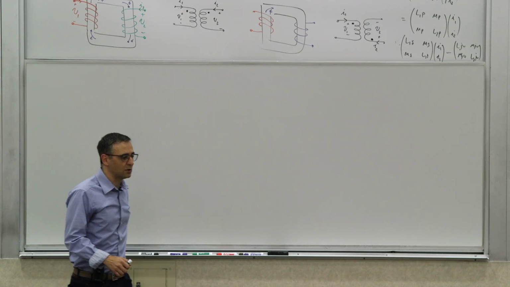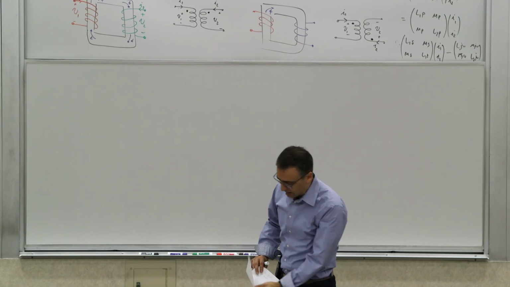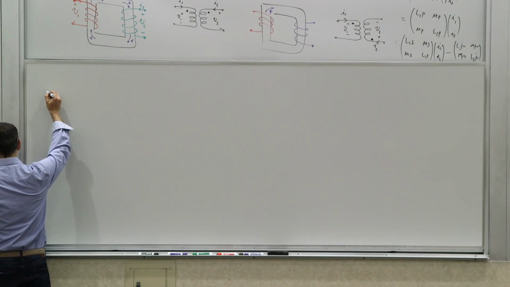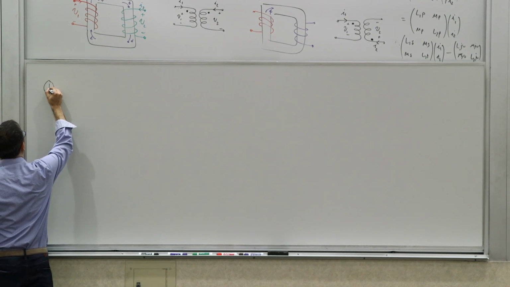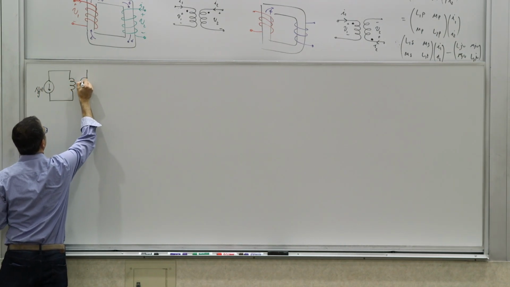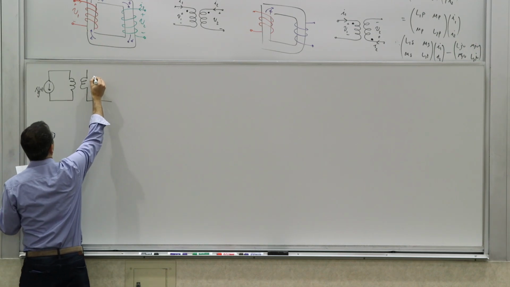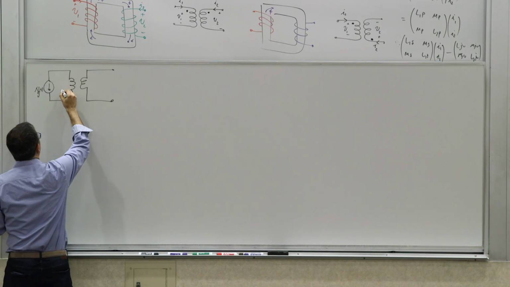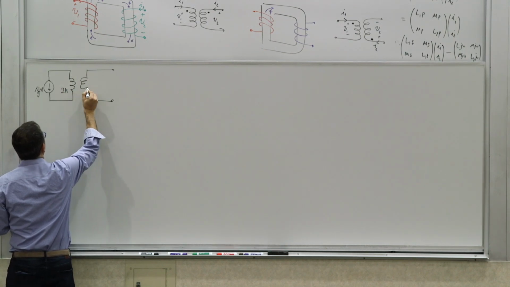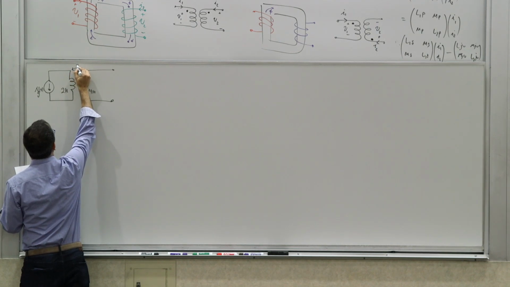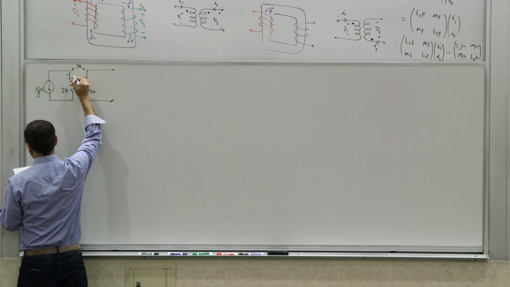So the first example is a simple one. Let's say you have a current source, Ig of t, that's applied to the primary of a transformer. And the secondary of the transformer is open. Let's say L1 is 2 henries, L2 is 4 henries, and the mutual is 3 henries. And the dots are the opposite.